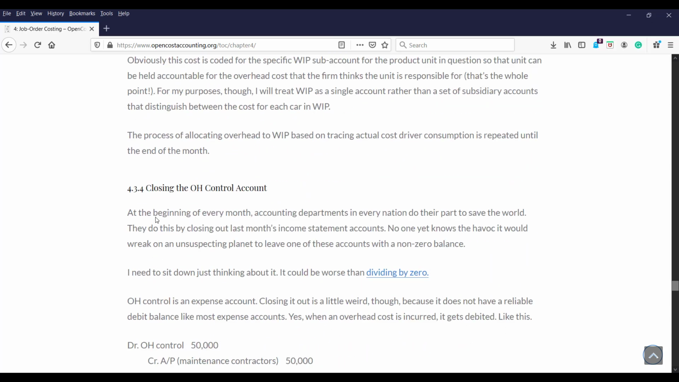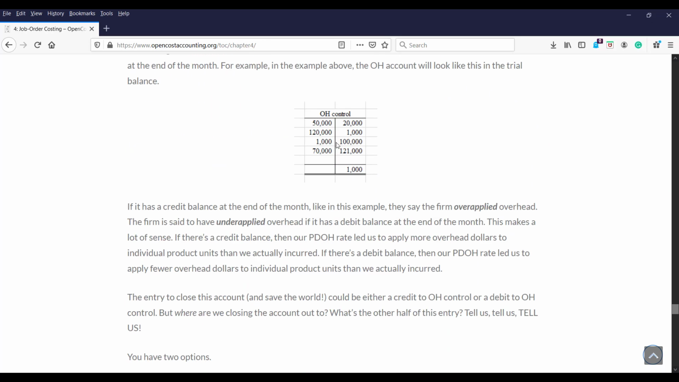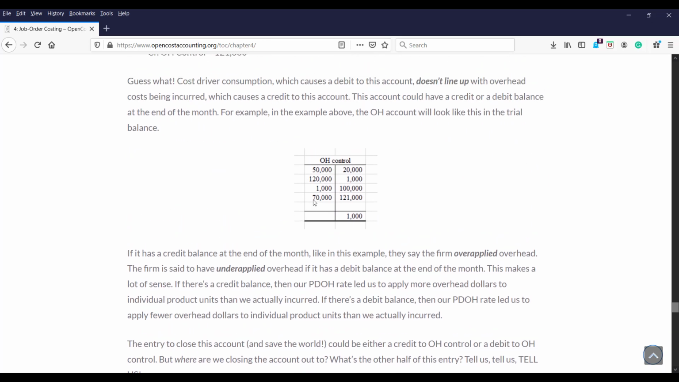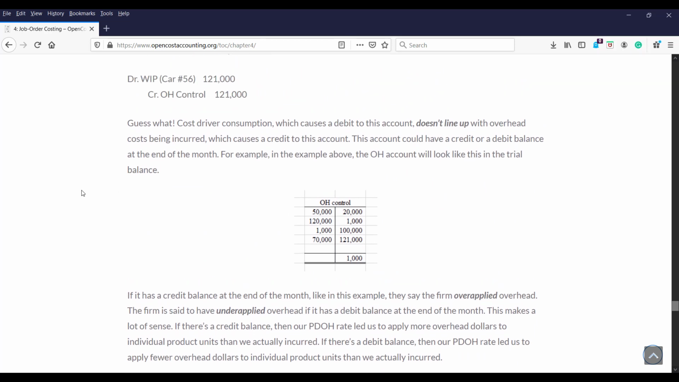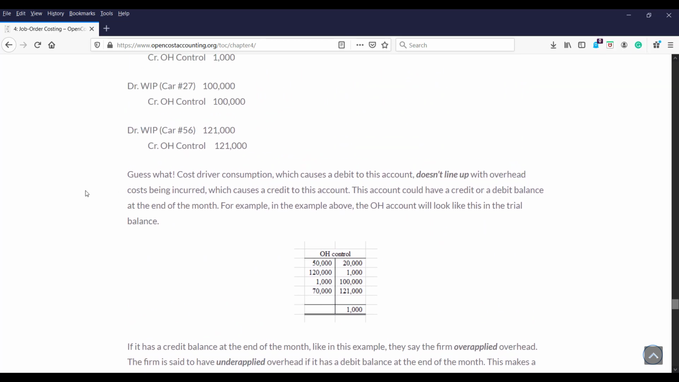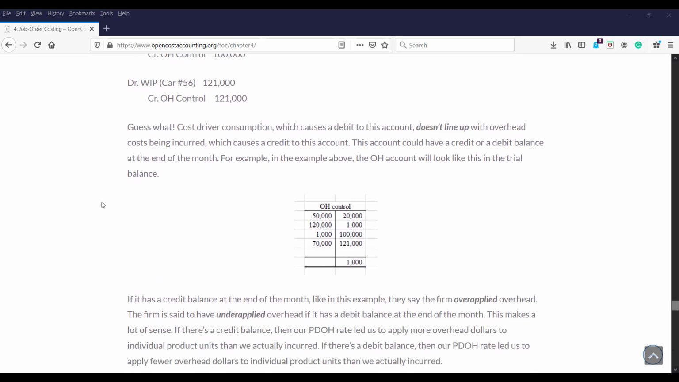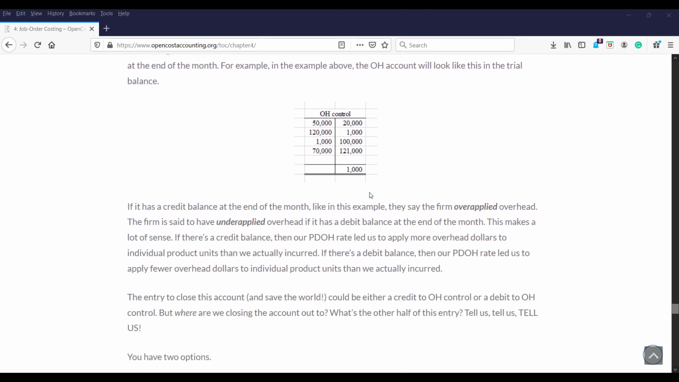So when we get down to the T account, this debit side could be much higher or much lower than the credit side. And so we have to do some special things when we close out the overhead control account. And so now we can have over-applied or under-applied overhead. We over-apply the overhead when we've put out too much overhead cost through the back door that is actually coming in on the debit side of this expense account. And so here we've over-applied $1,000 in this example.